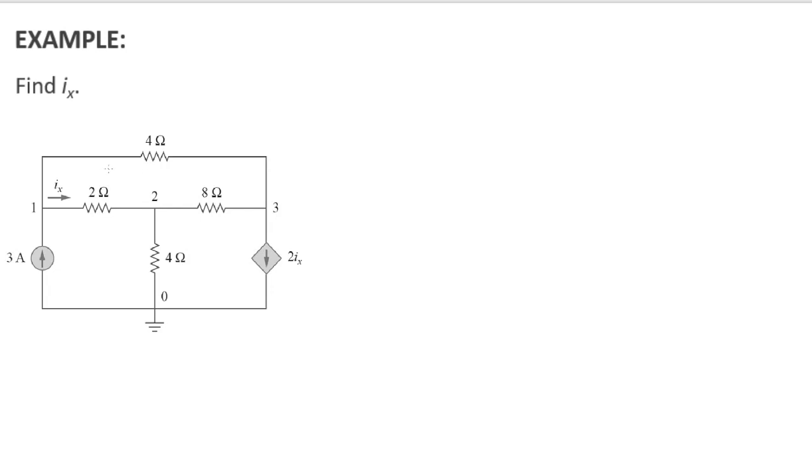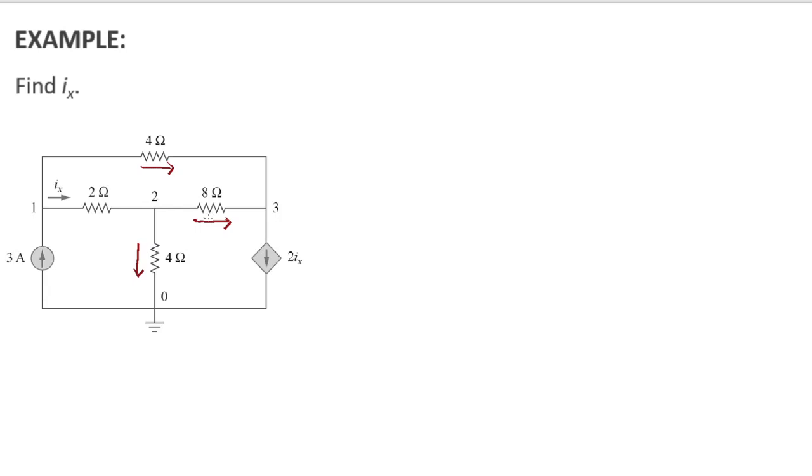But for the others, for the 4 ohm resistor, for this one, what do you think is the direction for current? So let's just assume that this is going here. And then for this another 4 ohm, let's just assume that this is going downward. And for this one, let's assume that this is also going to the right.